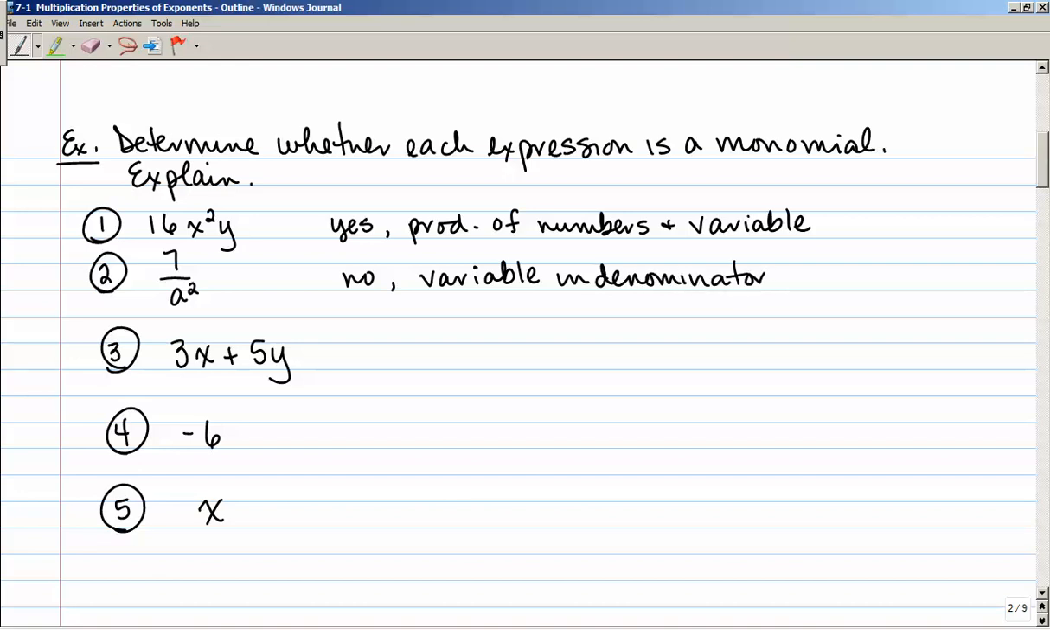Number 3, 3x plus 5y. This is actually the sum of two monomials. 3x is a monomial, 5y is a monomial, but remember, a monomial has no addition or subtraction. So this is not a monomial because it has addition. Number 4, negative 6. Yes, that is a monomial because it's just a number. Remember, the definition of a monomial is a number or a variable, or the product of a number and variables. And number 5, x. Yes, x is considered a monomial because it's a variable.